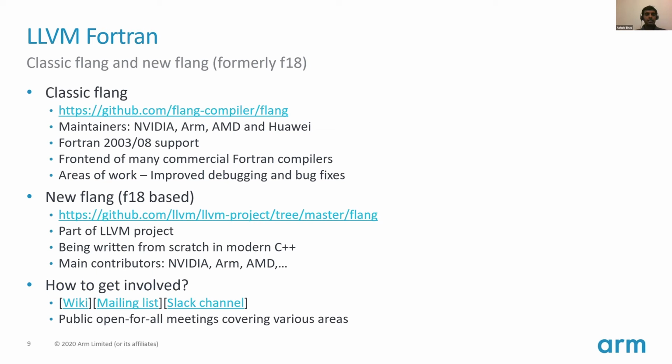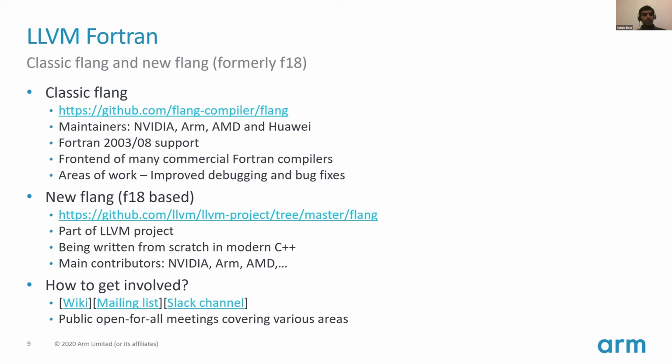Hence, PGI/NVIDIA decided that they will write a new Fortran frontend from scratch with all the LLVM features, with LLVM rules being followed. That was accepted in the LLVM project, I think, at 2019 EuroLLVM, and it was made part of the LLVM project early this year, April this year, I think. The main contributors so far have been NVIDIA, ARM, and AMD. ARM and AMD have been working on the OpenMP part of it. NVIDIA have been working on the Fortran 77 support.